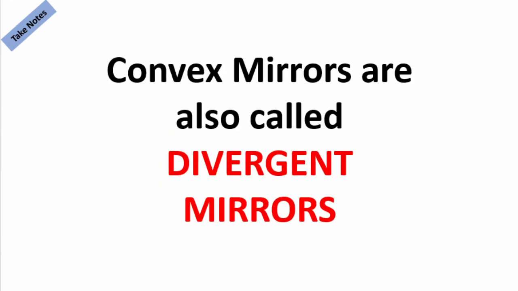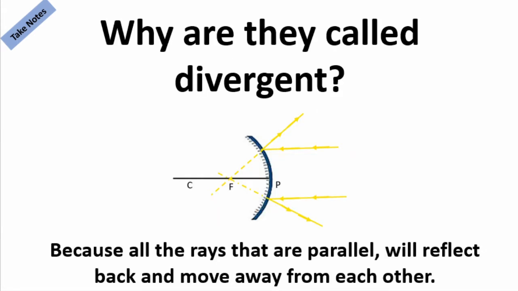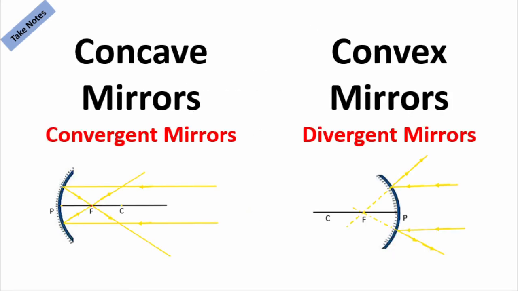Along the same lines, every convex mirror is called a divergent mirror. To diverge means to go away from each other. So if you send parallel rays, you will see anything that goes parallel strikes the mirror and goes away from the mirror, and away from other rays also. So every time we talk about concave mirrors, we call them convergent, and convex are called divergent.